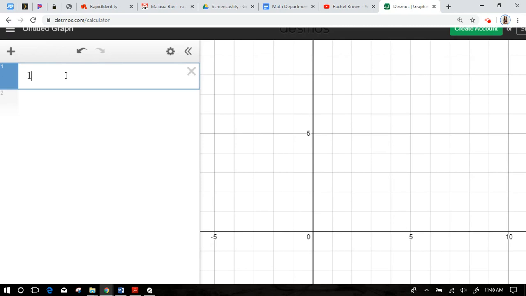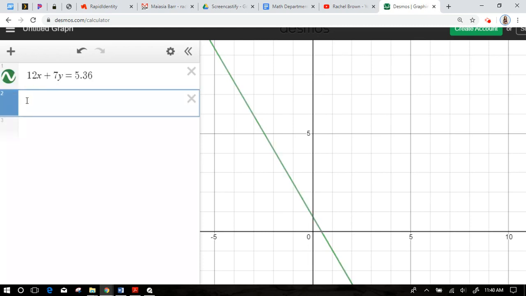So my first equation was 12x plus 7y equaled 5.36. Click down to my second equation, 8x plus 5y equaled $3.68. So 3.68.